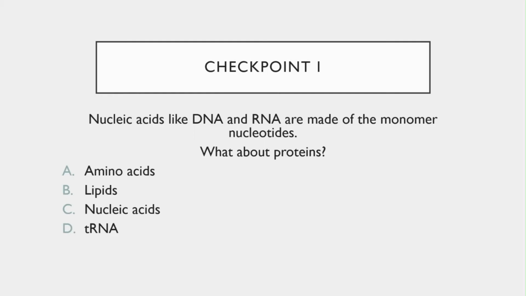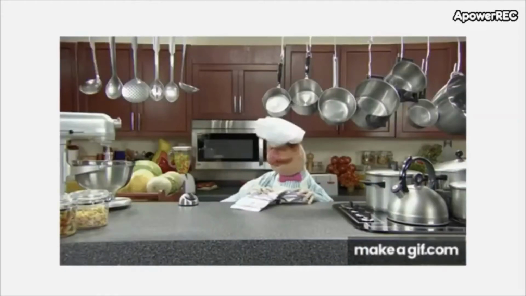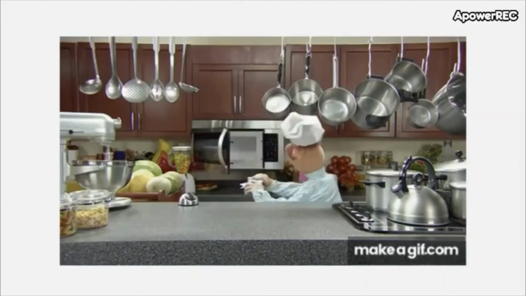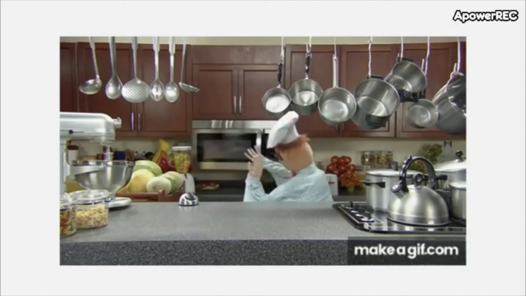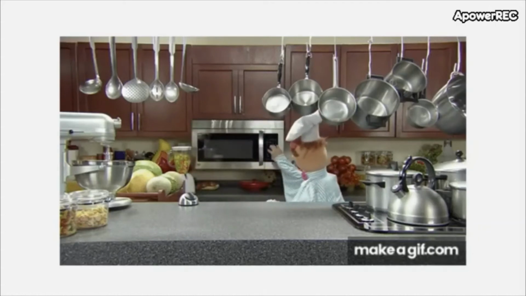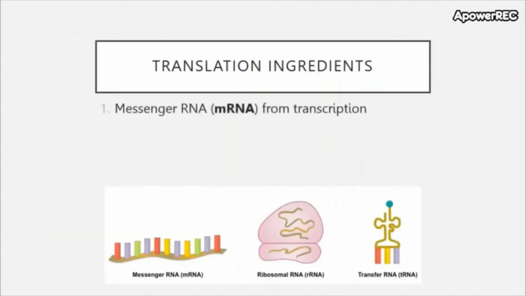Checkpoint 1. Nucleic acids like DNA and RNA are made of the monomer nucleotides. What about proteins? So, when the cell wants to make a protein from the RNA, what ingredients are necessary for this to occur? First, it needs the information coded on that RNA. This RNA is called a messenger RNA because it brings a message to the ribosome.